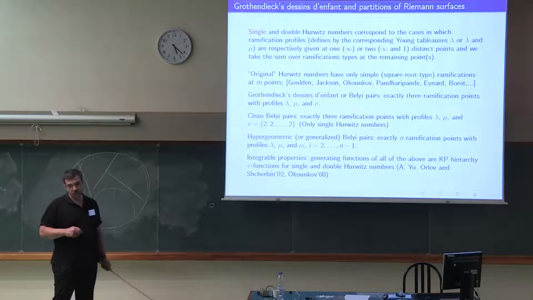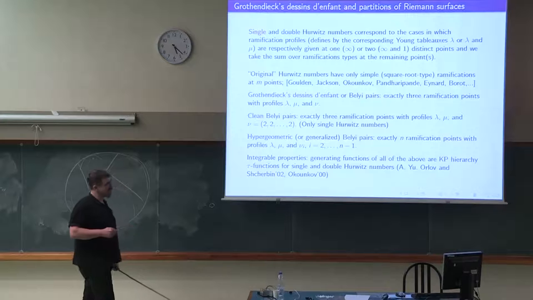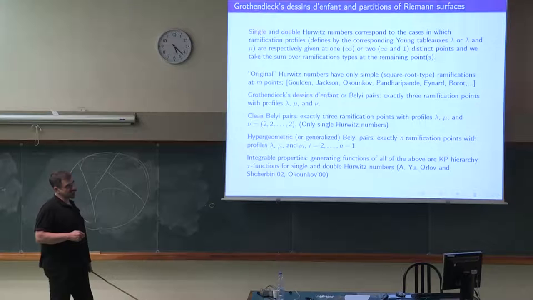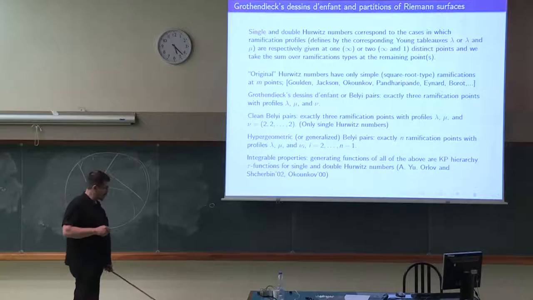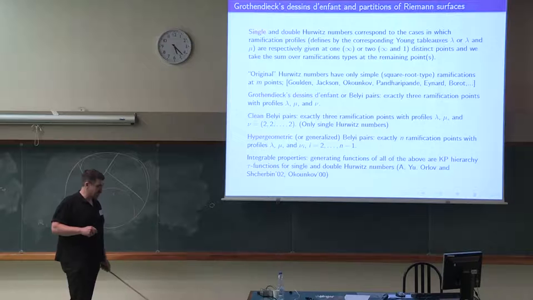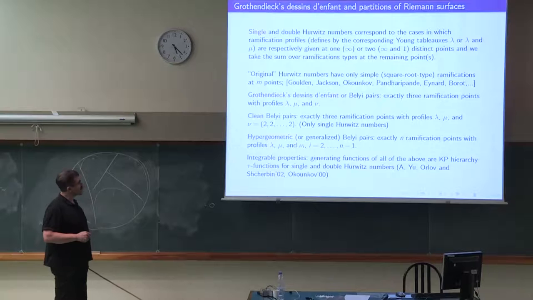and for some reason we don't consider Hurwitz numbers with fixed ramification types at a larger number of points, for different reasons, one of which is that we cannot usually do anything with these cases, and the second one is that precisely these two cases fall into a category of models that have some underlying integrable structure described by KP hierarchy tau functions.